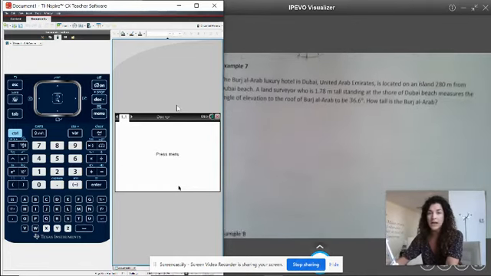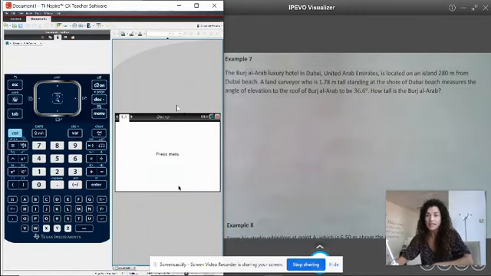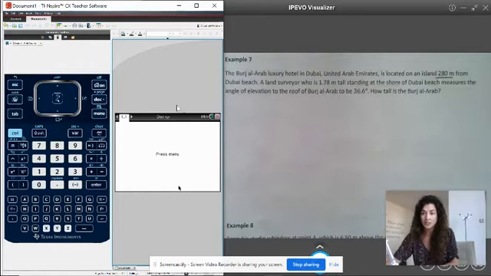We've got the Burj Al Arab luxury hotel in Dubai. It's in the United Arab Emirates. It's located on an island that is 280 meters from the Dubai beach. So that's important. I don't really know why yet, but I know it's important, so it's sticking in my mind. Maybe I highlight it. Maybe I underline it as some information I'm going to use.